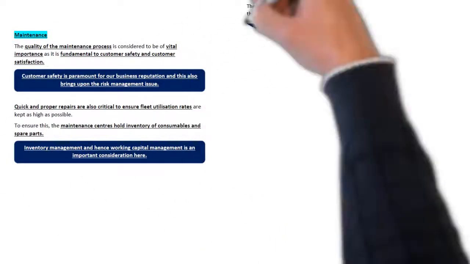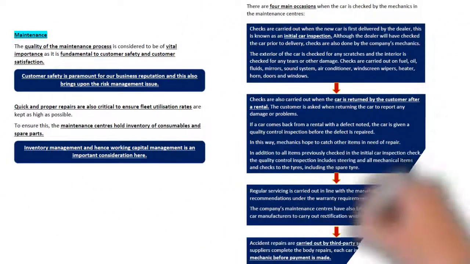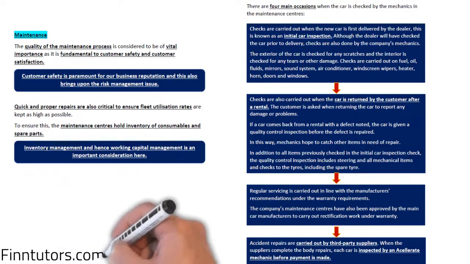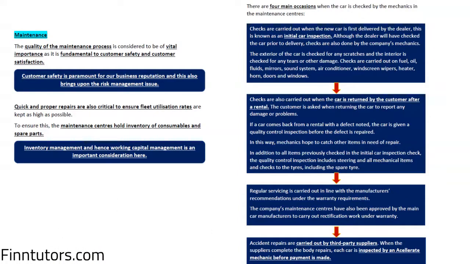Moving on, we speak about the maintenance. Now, the quality of the maintenance process is considered to be of vital importance, and it is fundamental to customer safety and customer satisfaction. Any compromise on maintenance and the car breaking down really hampers reputation. So customer safety is paramount for our business reputation. And this also brings up the issue of risk management.